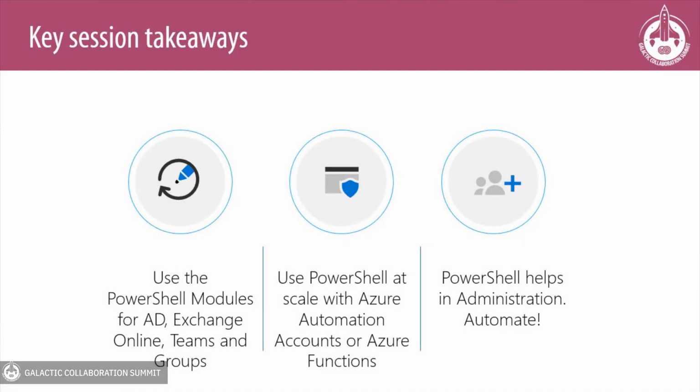So my session takeaways are, we have seen how we can use PowerShell modules for Azure Active Directory, for Exchange Online, for Teams, and for groups. We have seen some various methods, how we can access these teams and groups. We have seen how we can use Azure Automation Accounts to run our script, to host our scripts in a very central and safe way. And my tip here is use PowerShell wherever it's possible and automate as much as possible.